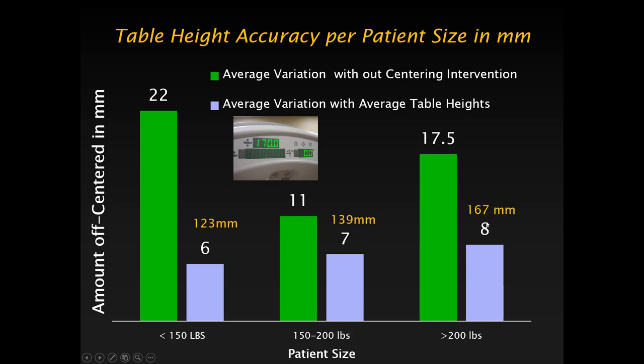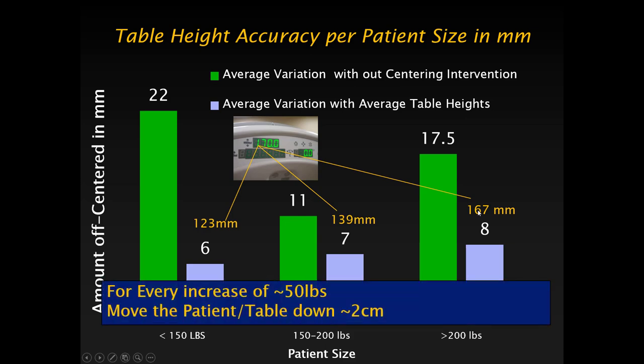And then for large patients, we were able to reduce our variability from 18 millimeters to 8 millimeters just by using this table height of 167 millimeters. And the basic rule here is that for every 50 pound increase of patient size, you can move your patient down approximately 2 centimeters.